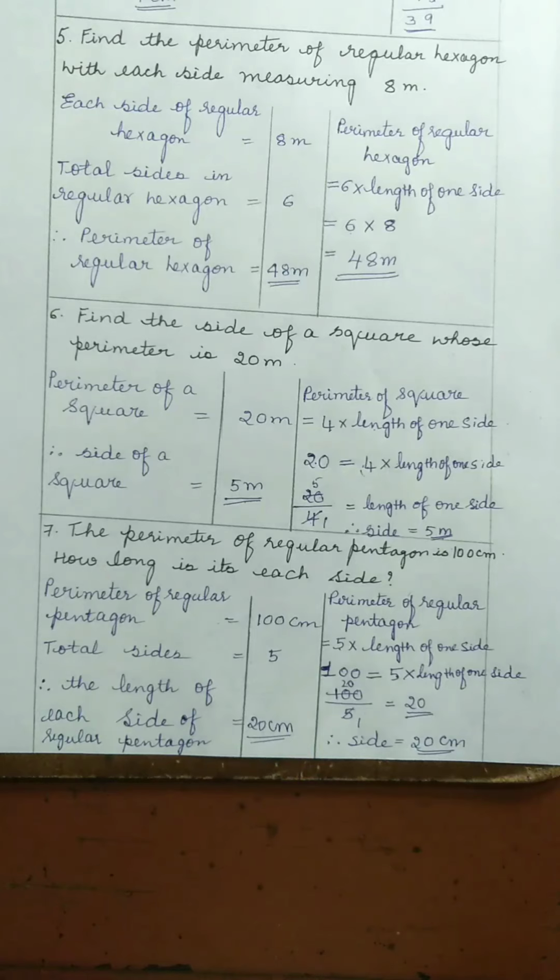So children, in a regular pentagon, you have the 5 sides. Perimeter value is equal to 100 centimeter. So 20 into 5, we will get back the perimeter value, that is 100 centimeter. Therefore, the length of each side of the regular pentagon is equal to 20 centimeter, is the final answer.